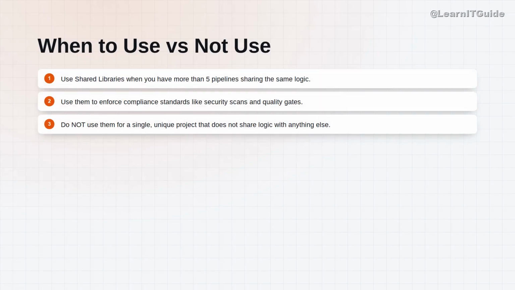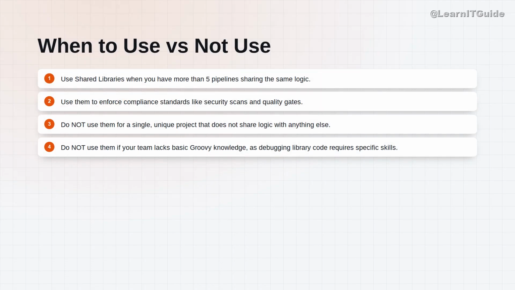So, when should you actually implement this? If you have 5 or more projects that share common build stages, you absolutely need a library. It is also the best way to enforce compliance. If your auditors require a scan before any deployment, you can bake that into the library so developers cannot skip it. However, if you only have one project, do not overcomplicate your life with a library. Also, remember that shared library code is Groovy, so your team needs to understand how to debug it. If they are not comfortable with that, start with simpler pipeline templates first. Use these criteria to decide if this tool is right for your situation.